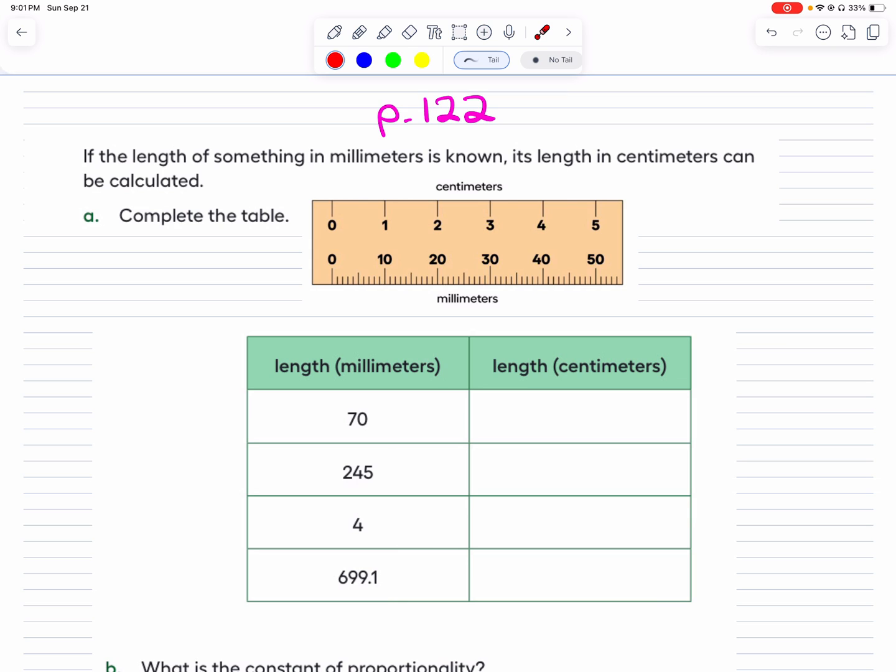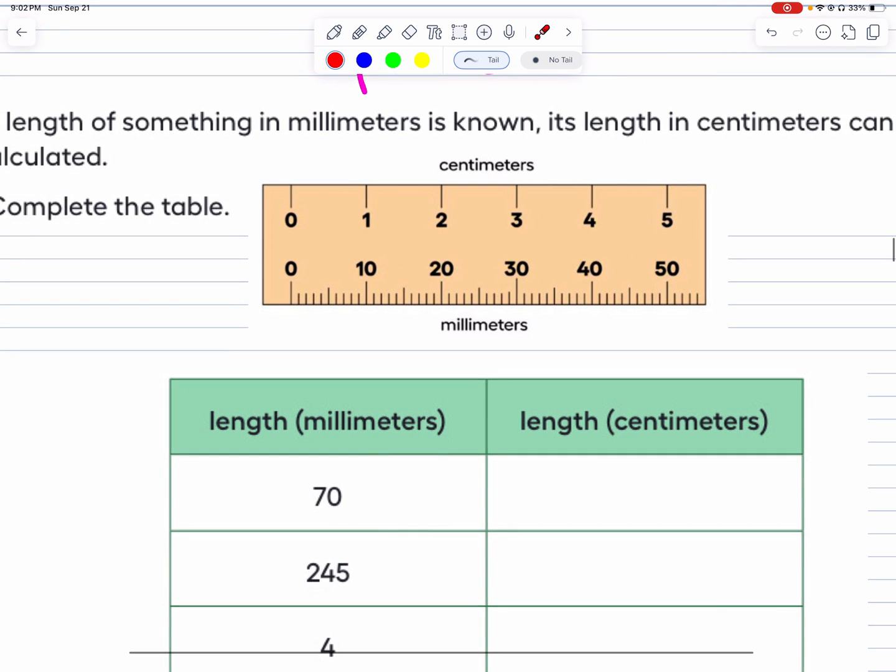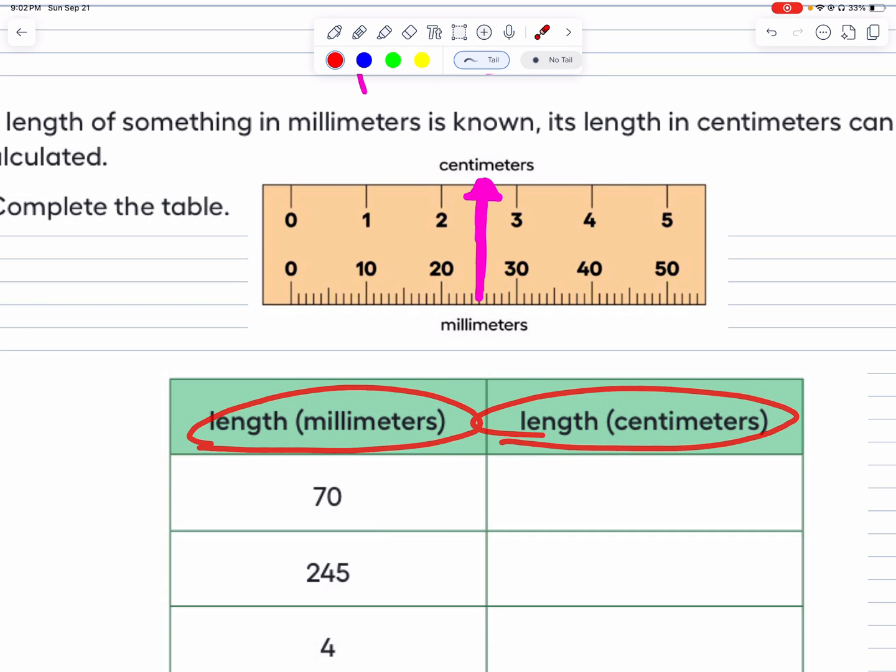Okay, so still on page 122, there's a slight change now. We are now going from millimeters. The length of something in millimeters is known. Its length in centimeters can be calculated if we know the millimeters. So now instead of going from centimeters to millimeters, we are now going from millimeters to centimeters. Here on our table, millimeters to centimeters.